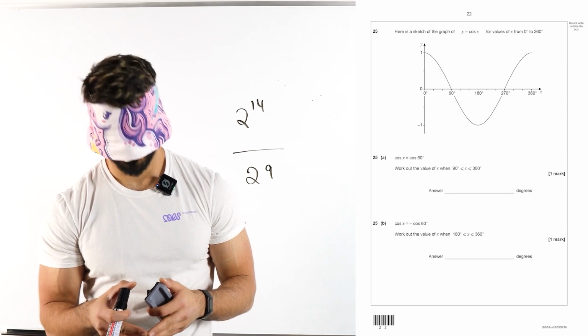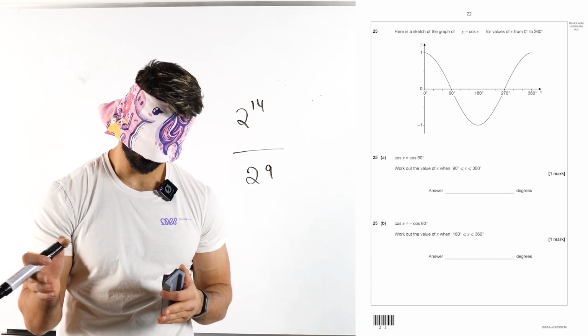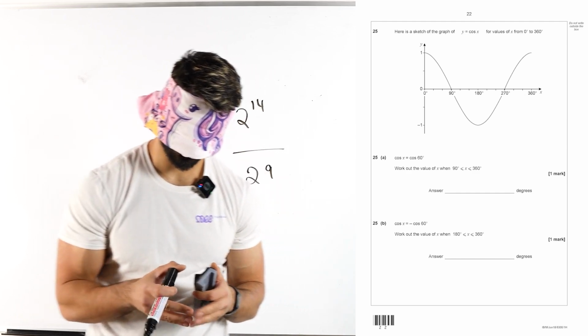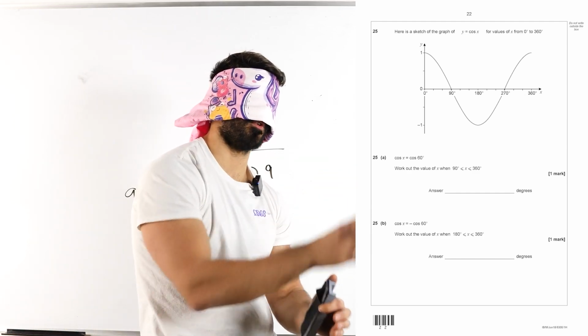Cos x equals minus cos 60. Work out the value of x when 180 degrees is less than or equal to x is less than or equal to 360. 360 minus 120, 240.